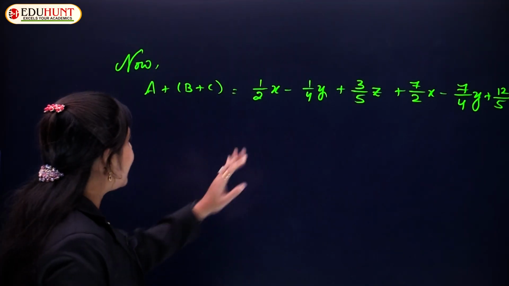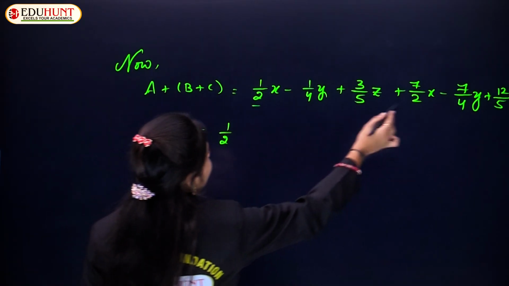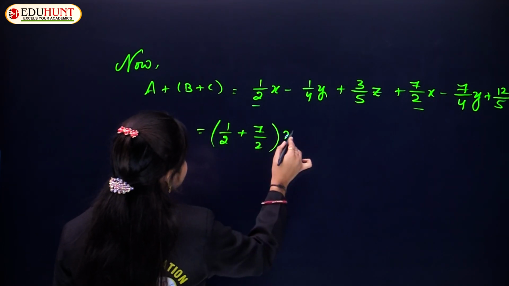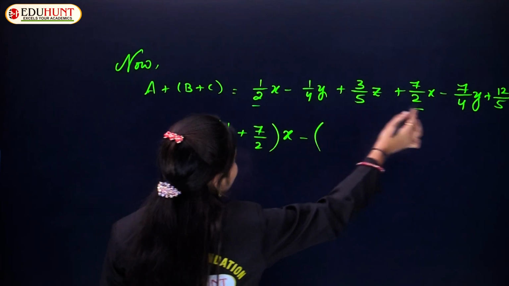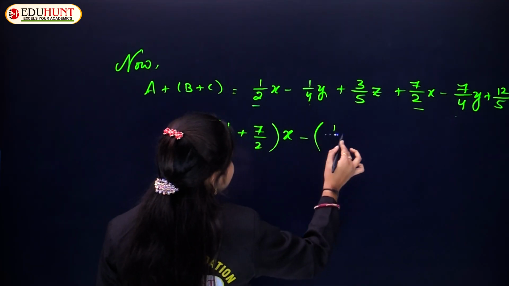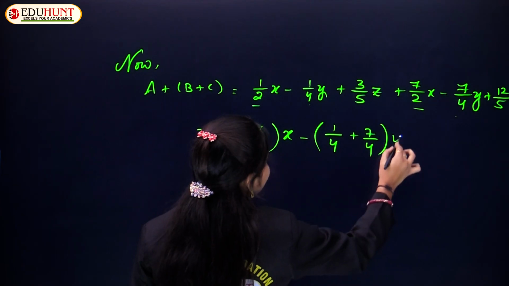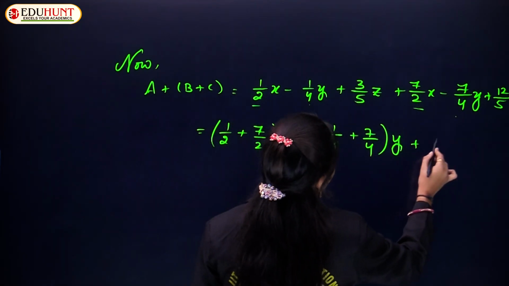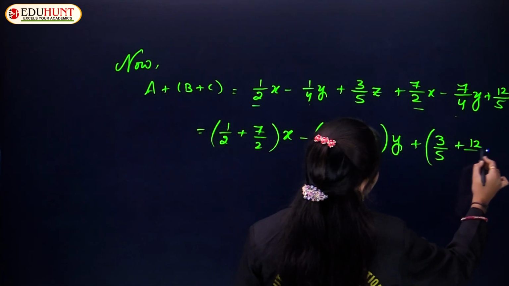Clear? Now add the like terms again. 1 by 2 and here 7 by 2, so plus 7 by 2, and I take x as common. Next, minus is there, and here also minus is there, so take minus as common: 1 by 4 plus 7 by 4, and take y as common. Next the z terms: plus 3 by 5 z plus 12 by 5 z.